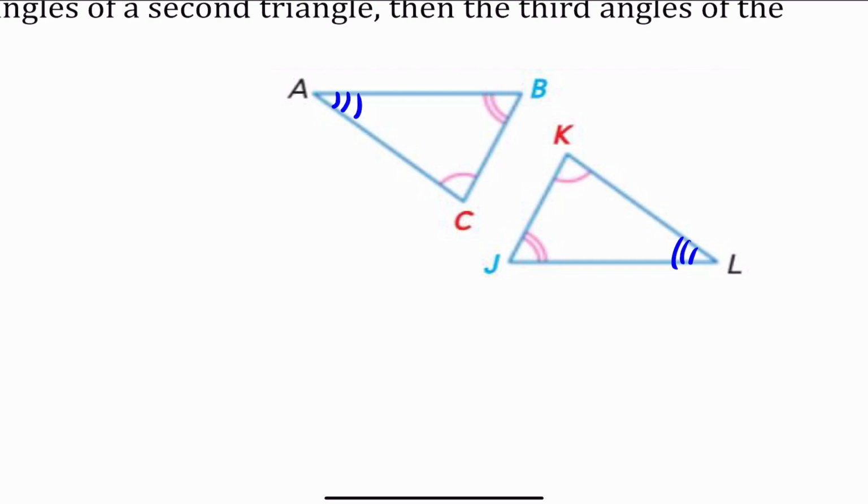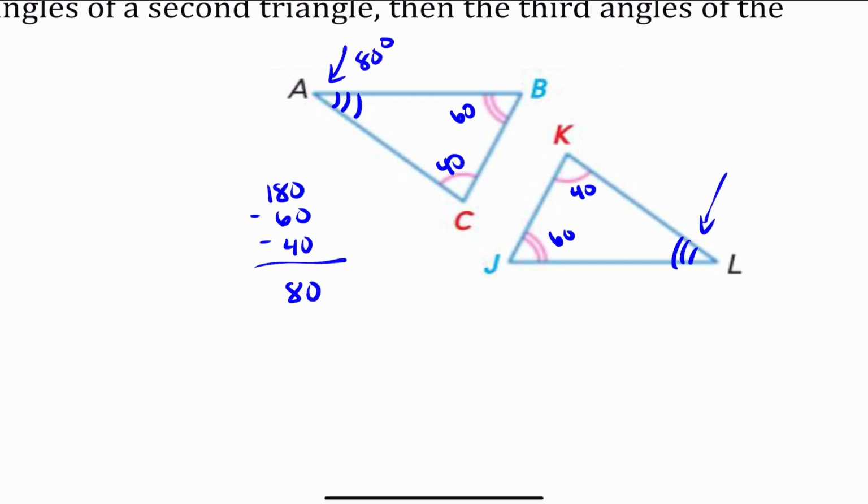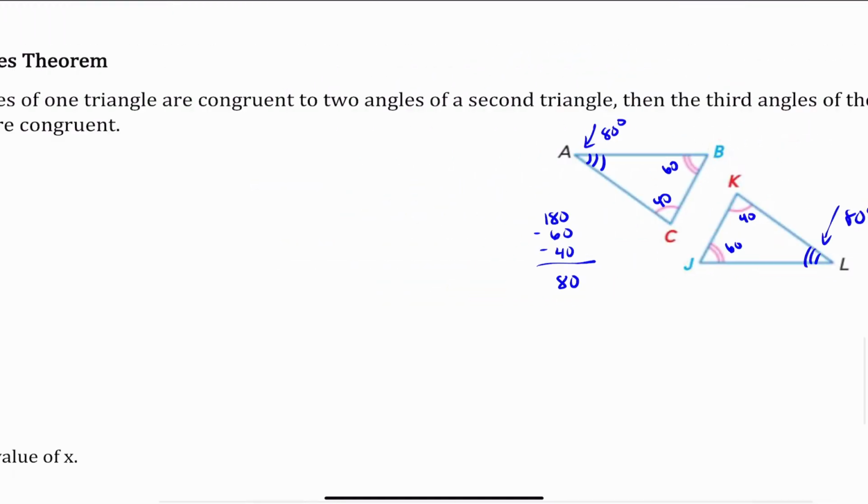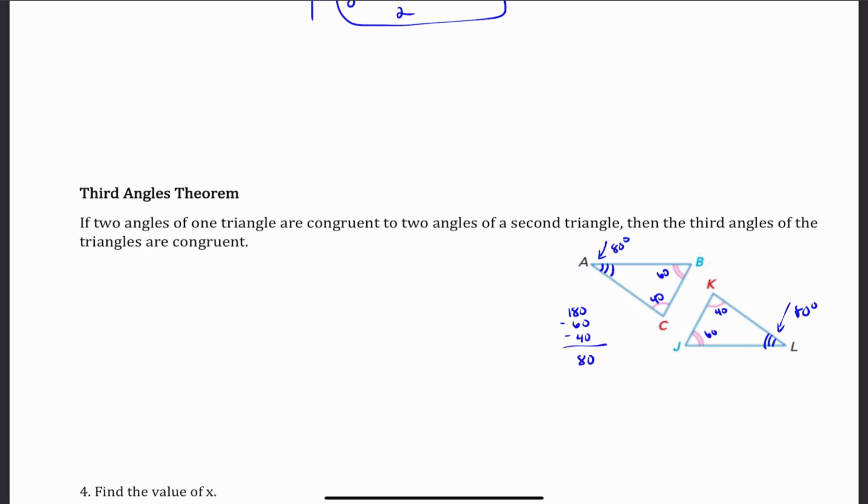So if I were to say this is, I don't know, 40 degrees, then this has to be 40 degrees, and then this is 60 degrees, and this is 60 degrees. Well, cool. How long is this angle, and how long is this angle? Since when you add up all the angles, it should equal 180, right? So 180 minus 60 minus 40, that is 80. So this angle here is 80 degrees. Therefore, this angle here has to be 80 degrees. This is what we call the third angles theorem, okay?